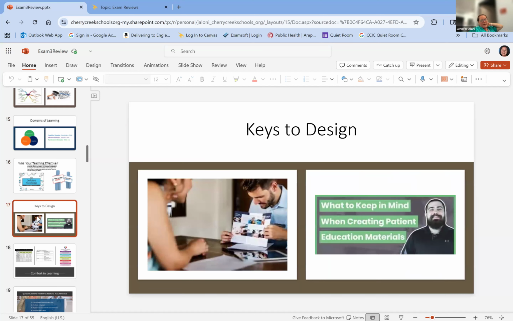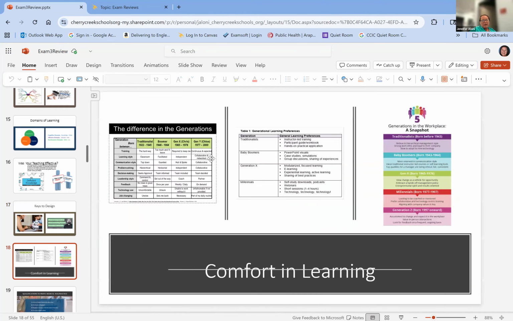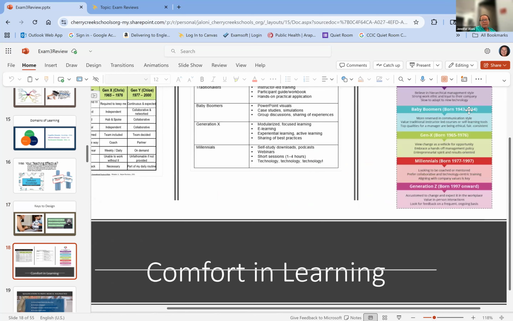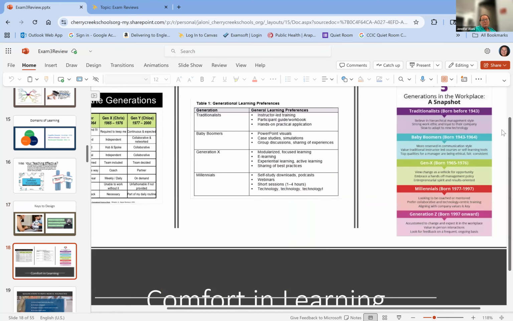Okay. And what do we keep in mind when we're creating patient materials? We have to remember who we're creating it for. I don't need you to know exactly, but just remember different generations like different things. Like our baby boomers, they really like more paper stuff and not electronic as much as you'll see with our Generation X. And our millennials are going to want a lot more interactive stuff they can do, not like reading and things like that. Okay.